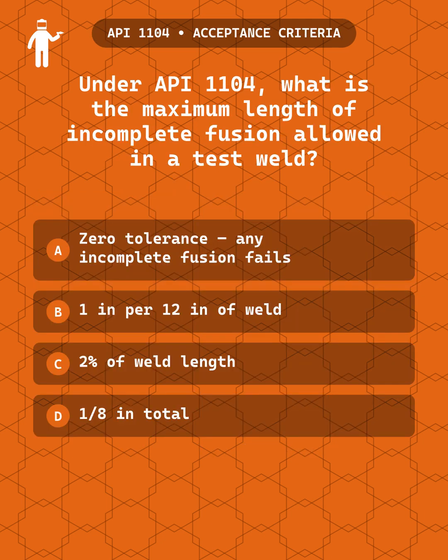Question 5. Under API 1104, what is the maximum length of incomplete fusion allowed in a test weld? Is it A, 0 tolerance, any incomplete fusion fails, B, 1 inch per 12 inches of weld, C, 2% of weld length, or D, 1/8 inch total?